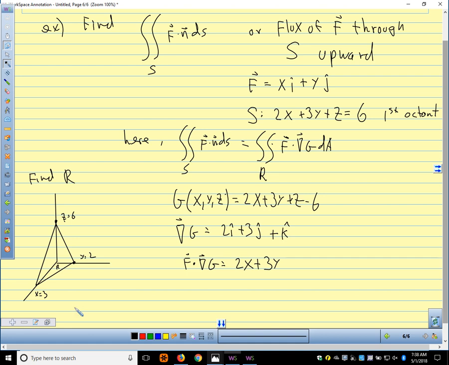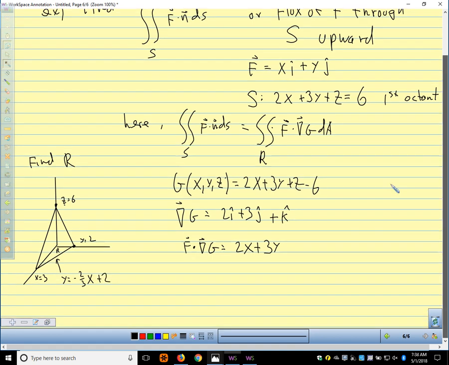So we're finding the flux of that field upward through that plane. What is the volume of that field that's flowing through that plane per unit time? Well, our region, what is that line? Y equals minus 2/3 x plus 2. So that gives us our region.